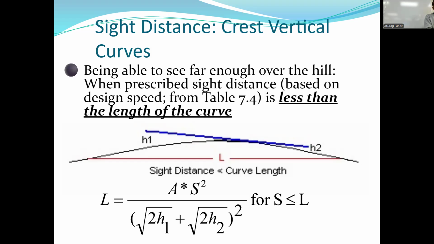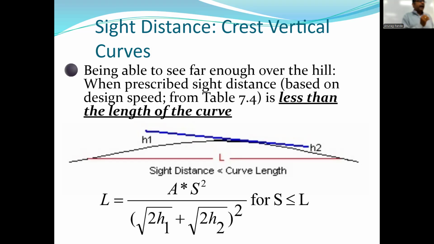I want you to be aware of these. I want you to be aware of what the S stands for. In this formula, the capital S stands for the stopping sight distance at the design speed you are shooting for in your road. Like, let's say for 40 miles an hour, you can go back to the table.